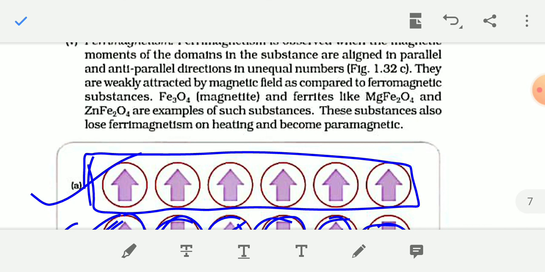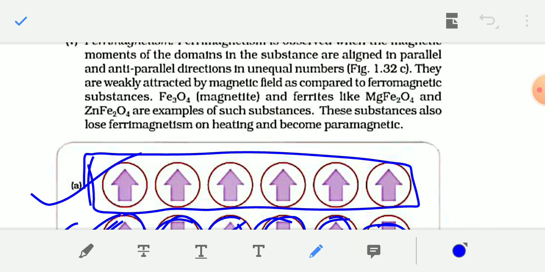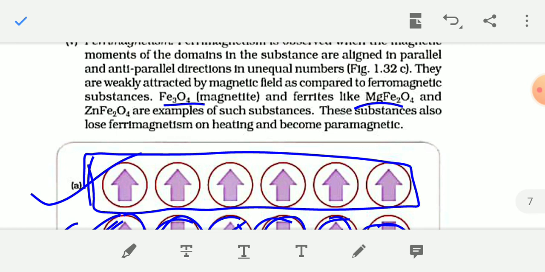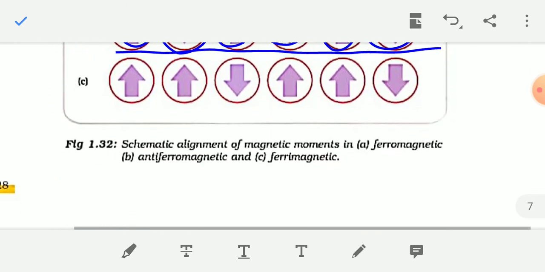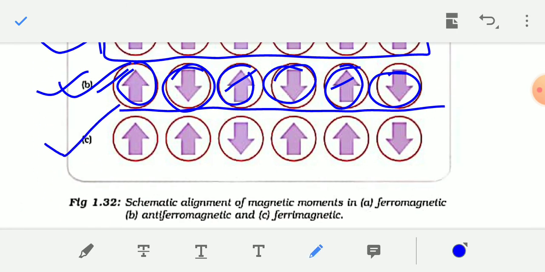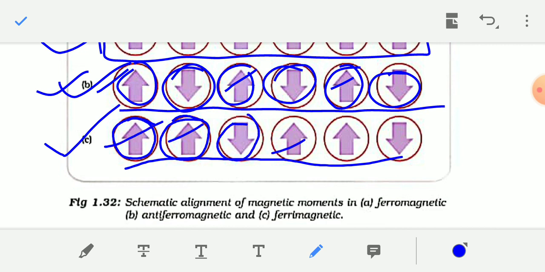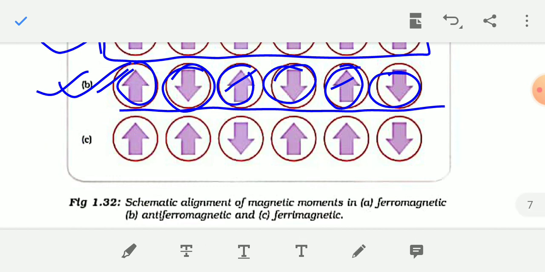Examples of ferrimagnetic substances: magnetite Fe3O4, ferrites MgFe2O4 and ZnFe2O4. These ferrimagnetic substances also lose ferrimagnetism on heating and become paramagnetic. In a ferrimagnetic substance there are also a large number of unpaired electrons, but in unequal number: 4 unpaired electrons in the upward direction and 2 in the downward direction.